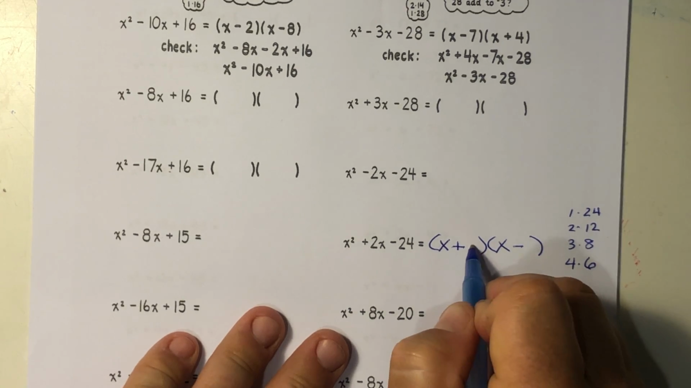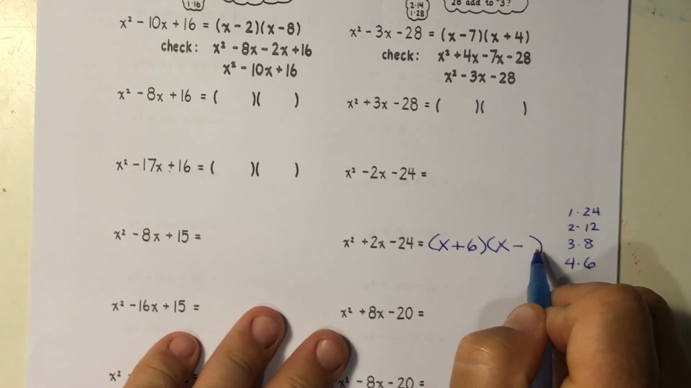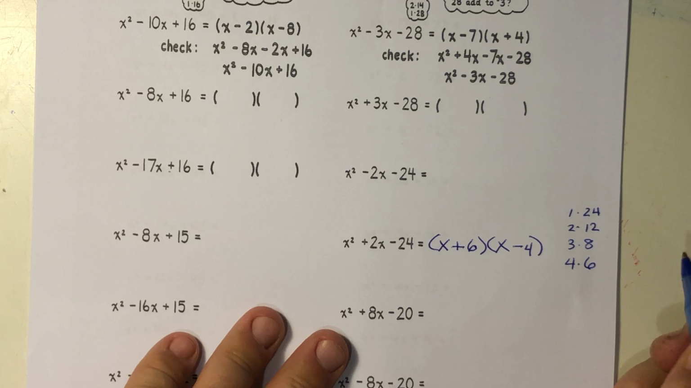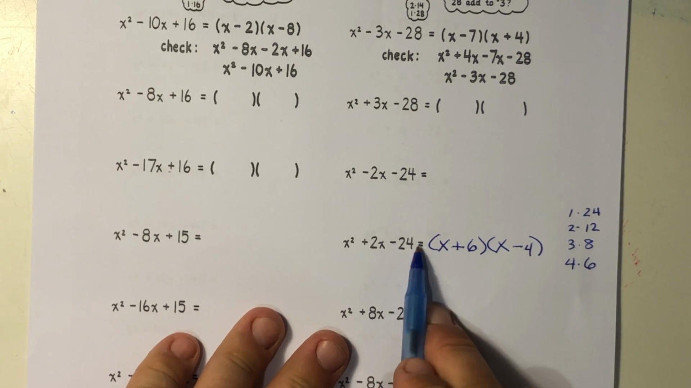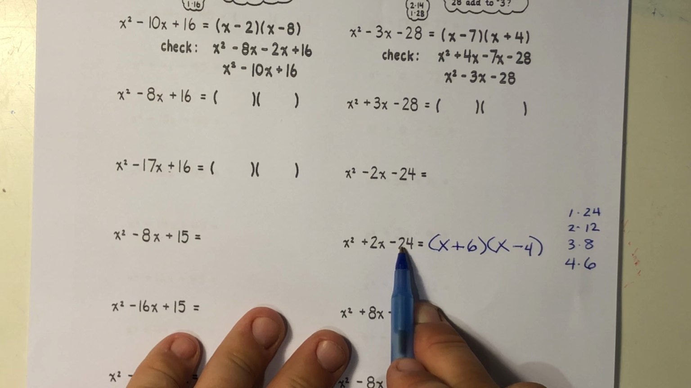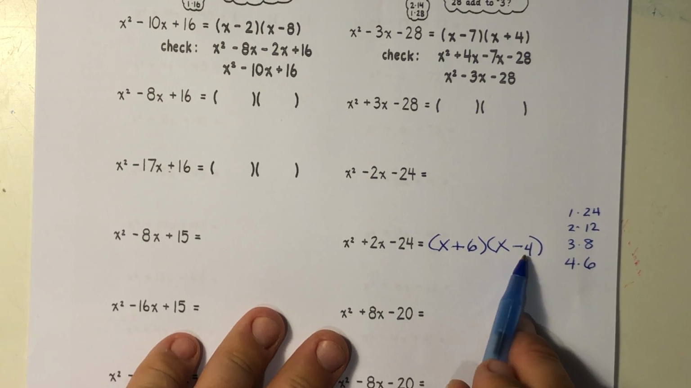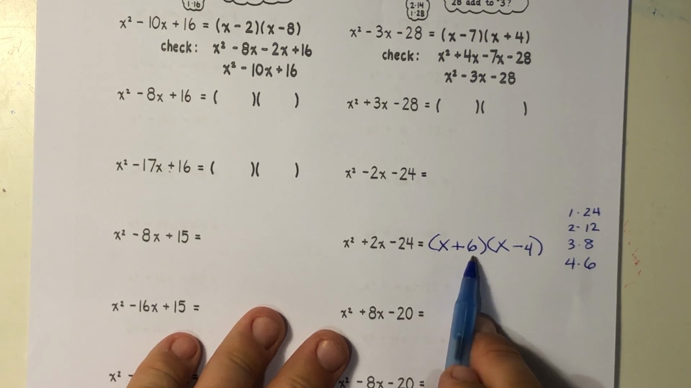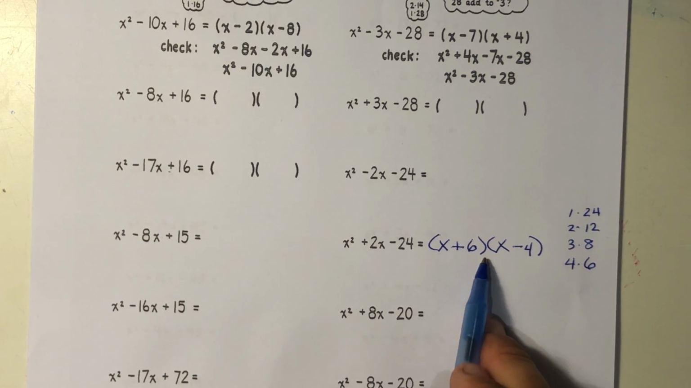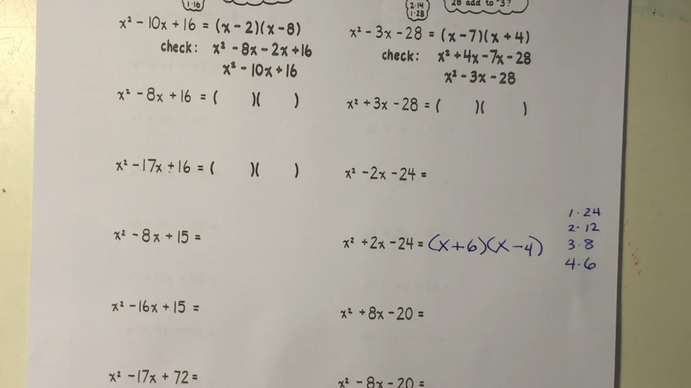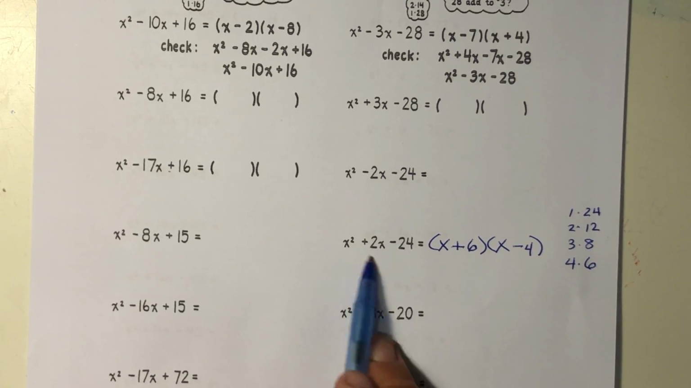So I'm close, all right? I'm actually going to switch those. I'm going to put 6 here, and I'm going to put 4 here, right? Please watch. Positive 6 times negative 4 gives me negative 24. Also, positive 6 plus negative 4, or 6 minus 4, also gives me 2. So I know that this would work out. If you need to, you could multiply this out and see that it would simplify to this.